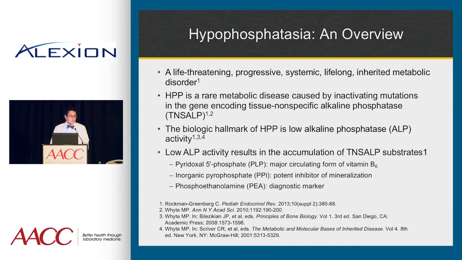And the pathophysiology is rather simple. It's basically inactivating mutations in the gene encoding the tissue nonspecific alkaline phosphatase. And the hallmark, therefore, which makes sense if you knock out the gene encoding the tissue nonspecific alkaline phosphatase, is you have a low alkaline phosphatase.